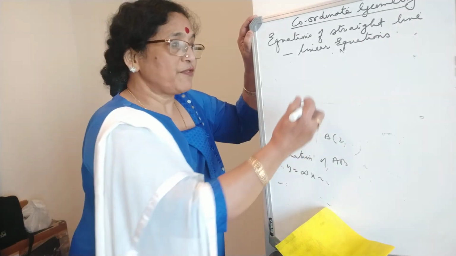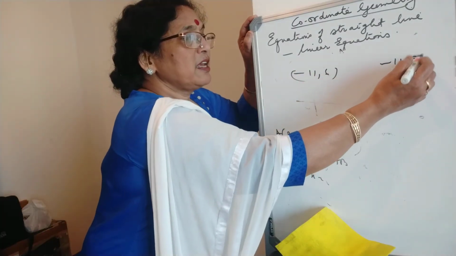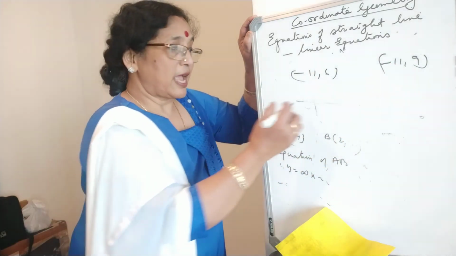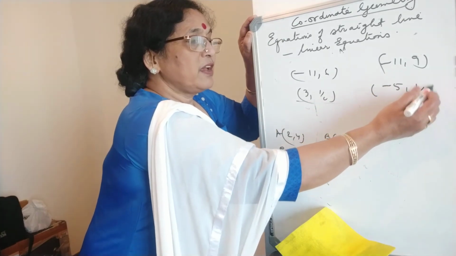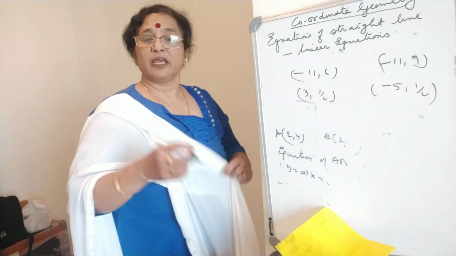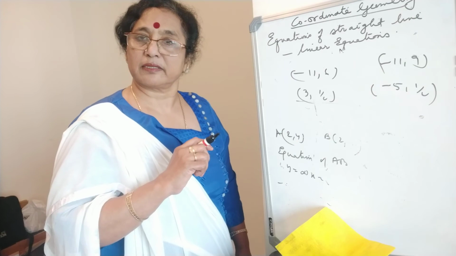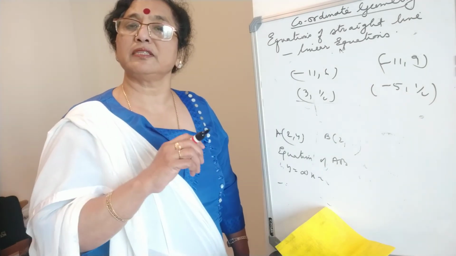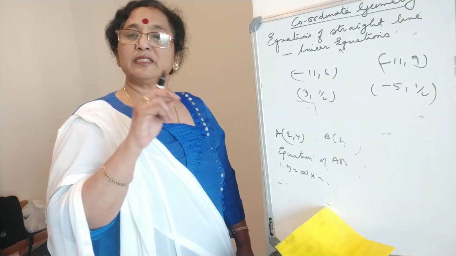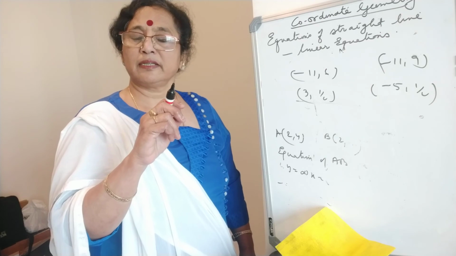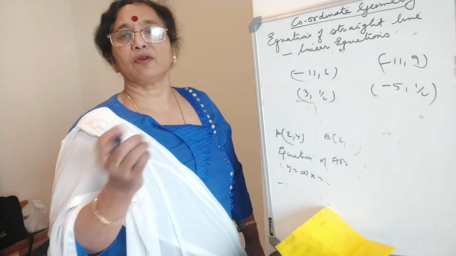If I say find the equation of the line passing through (-11, 6) and (-11, 9), the equation is x equals -11. And if a line is passing through (3, 5) and (-5, 5), the equation is y equals 5. If a line is passing through (3, 0) and (5, 0), y equals 0, means x-axis. If a line is passing through (0, 1) and (0, -11), it is x equals 0, the equation of the y-axis. Always the abscissa will be 0 on the y-axis and ordinate will be 0 on the x-axis.